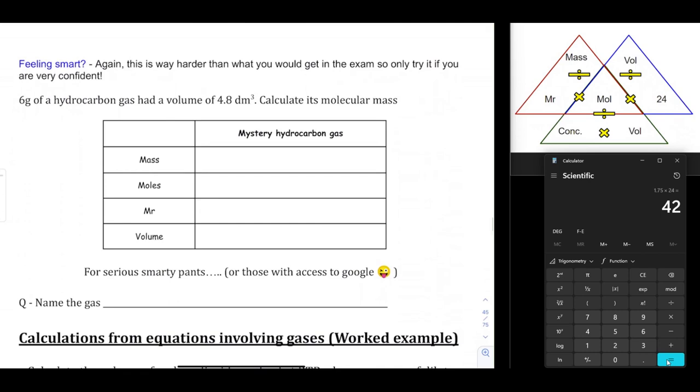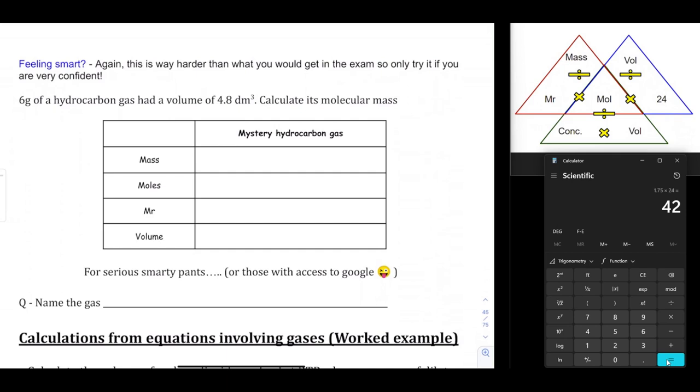Okay, feeling smart. Again, this is harder than you will get in the exam. So if you've watched up to this point and you're like, yeah, okay, I think I can do what's going to come up in the exam, then you can just switch this off now. You don't need to go any further. All of this is kind of beyond the scope of the syllabus. They're never going to give you questions that are this difficult. But if you fancy a challenge, let's play together.